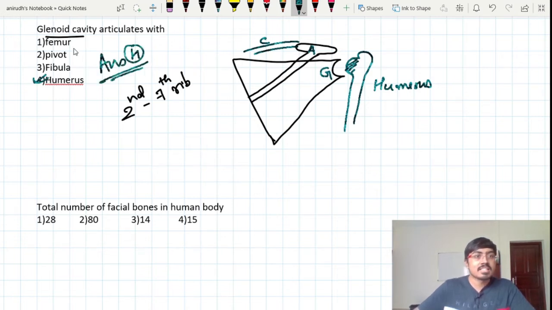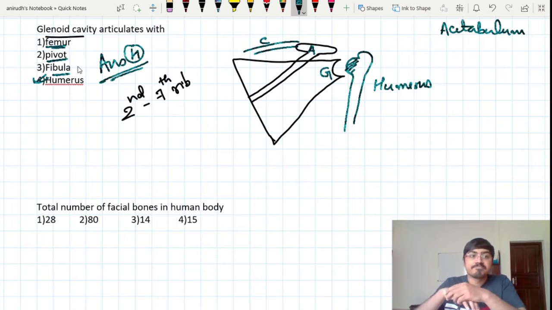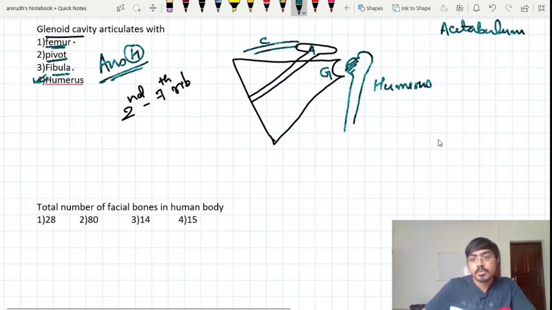Femur is attaching to, so this is a ball and socket joint. The femur attaches to the acetabulum, which is the socket for the hip joint. The head of the femur is the ball for the hip joint. Pivot joint we just discussed between atlas and axis. Fibula is the bone present along with tibia, forming the knee joint and also the ankle joint. In the thigh region the bone is femur. In the leg region it is tibia and fibula. In the ankle region it is the tarsals. In the foot it is the metatarsals and phalanges. That's all.